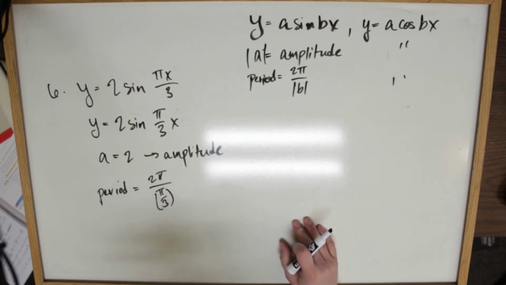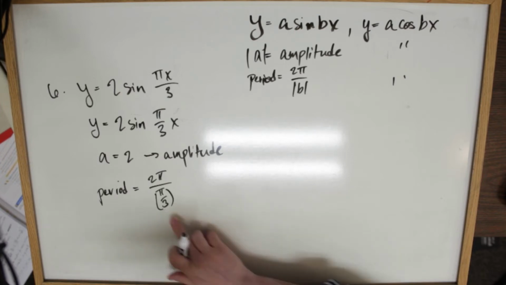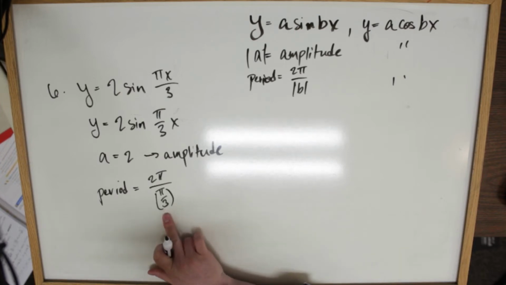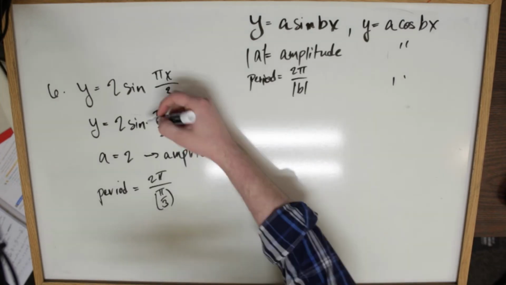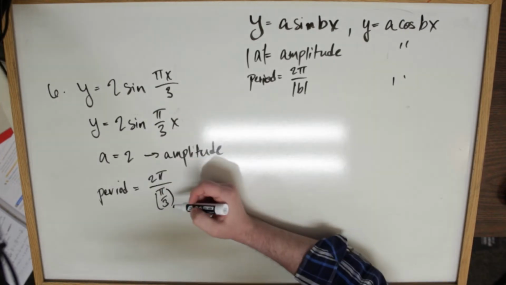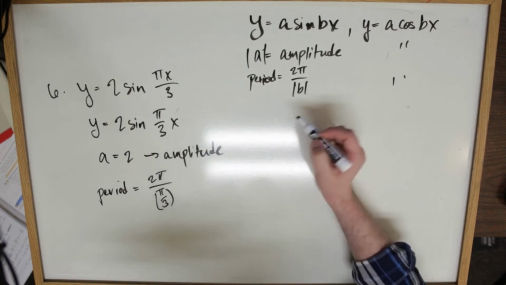So notice this is a, by the way, I made it just positive, pi over 3 with no absolute value because it's positive already, so there's no point. If it was a negative sign in front, I would have just made it positive. That's important to remember, okay?